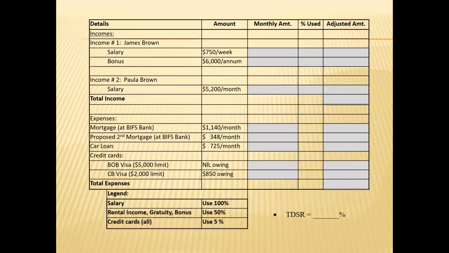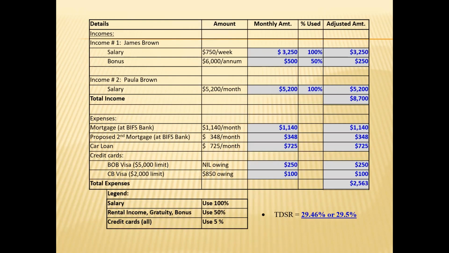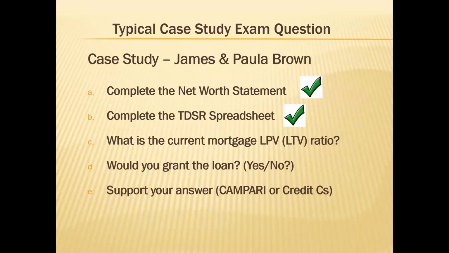Next, we looked at, I think we completed the spreadsheet for TDSR, which shows TDS of 30% or less. Okay, so 20.46 or 29.5 or 30.0. So they have good total debt service ratio. So we completed those two. The only thing for us to do now is to look at the last three, C, D, and E.